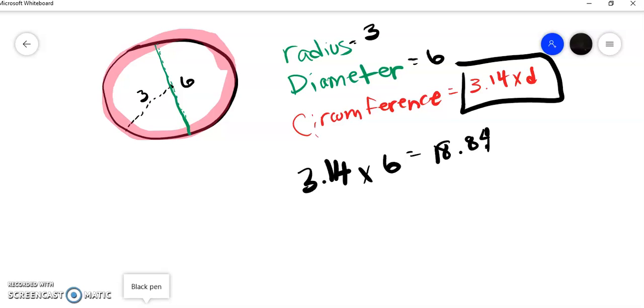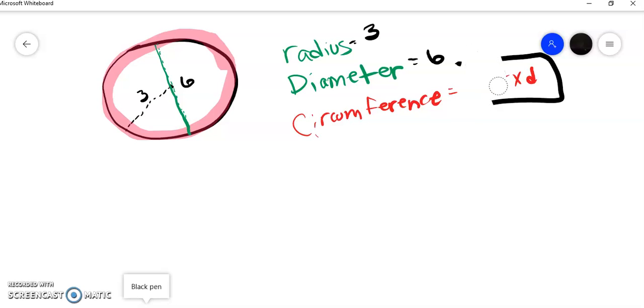Okay. So if you're given the radius, you're going to have to multiply it by 2 first in order to find the circumference, because the radius is half of the diameter. And keep in mind, sometimes you'll be given the radius and asked to find the circumference. And that's okay. Just know that the radius is half of the diameter.